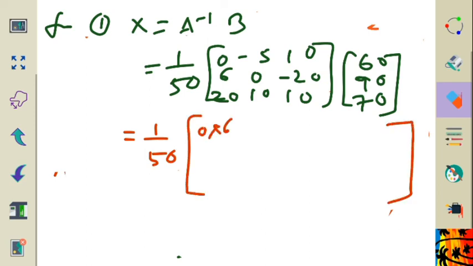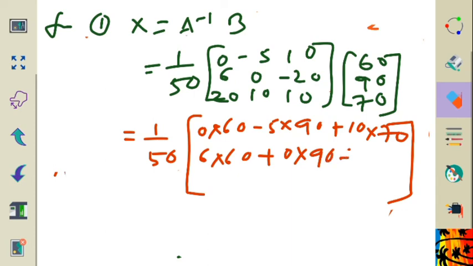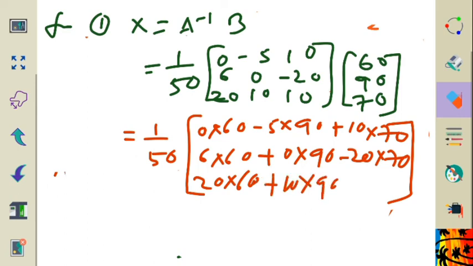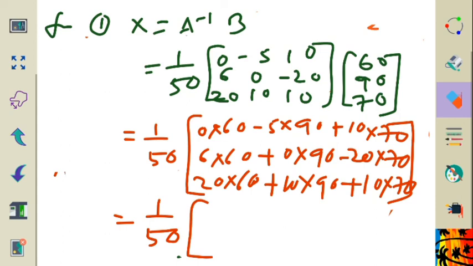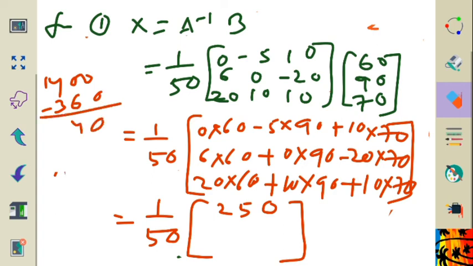This is 0 into 60 minus 5 into 90 plus 10 into 70. In the second row it will be 6 into 60 plus 0 into 90 minus 20 into 70. Next it is 20 into 60 plus 10 into 90 plus 10 into 70. Clear? So this is 1 by 50 if I recall. So this is 0 and this is minus 450 plus 700. So it is 250. Clear? Next it is 360 and this is minus 1400. So if I subtract, this is 1400 minus 360. So this is 0, this is 4 and this is 0, 1040.